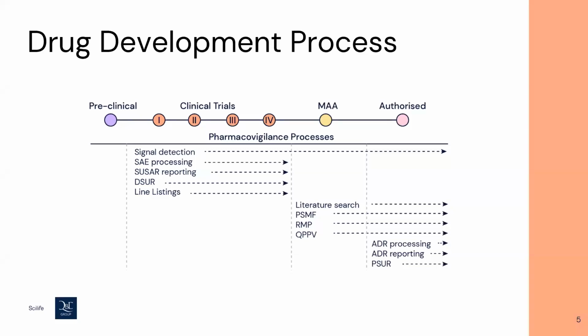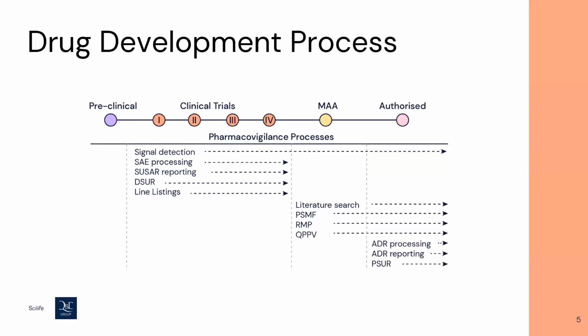Next, we have the Risk Management Plan, or RMP. This is to address uncertainties regarding the safety profile at different points in a medicinal product's life cycle. And lastly, for MAA, we have the QPPV, which is an individual named by a pharmaceutical company as the main person responsible for ensuring that the company meets its legal obligations for monitoring of the safety of a medicinal product on the market. Once the product is authorized, we move on to adverse drug reaction processing and reporting.